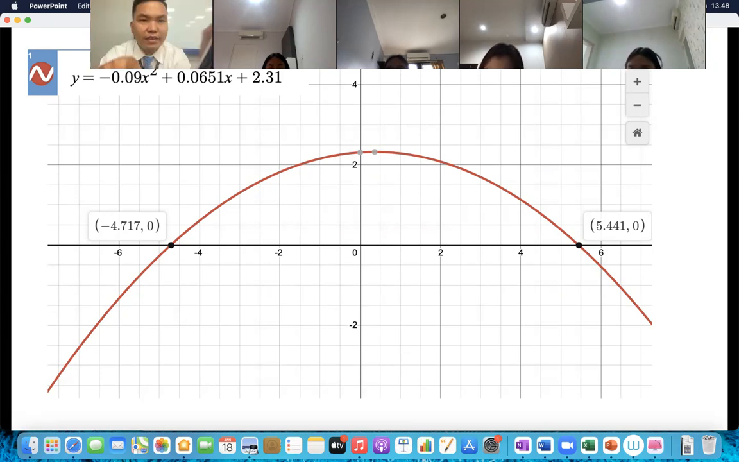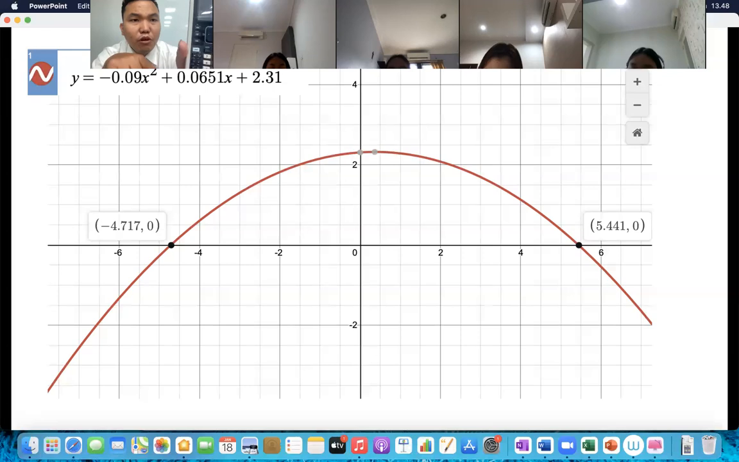Now what you should do is input all these values. Minus here, this is the negative sign. Minus 0.09 x squared plus 0.0651 x plus 2.31.